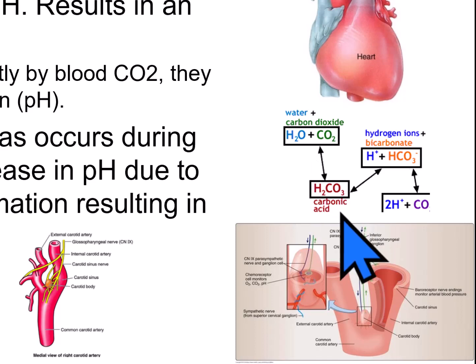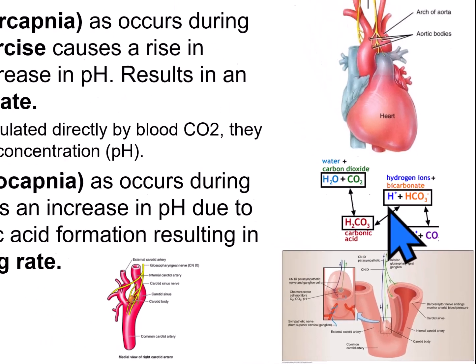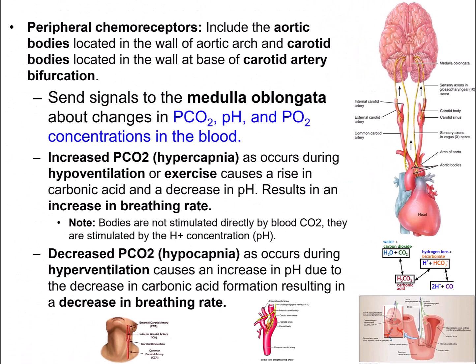That carbonic acid is going to dissociate into hydrogen ions and bicarbonate, and those hydrogen ions can affect your pH, can affect your breathing rate. Well, you also want to note that these bodies are not stimulated directly by carbon dioxide. They're stimulated by hydrogen ion concentration, or the pH. So even though we talk about PCO2 having its effect, it's having its effect when it's converted over to hydrogen ions via this carbonic acid pathway.